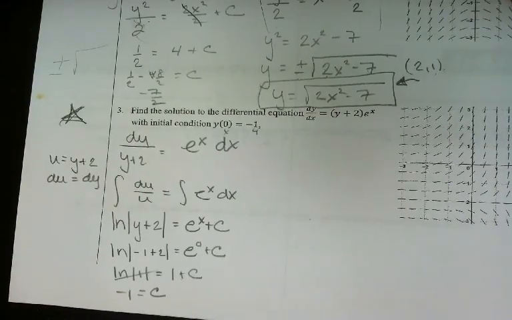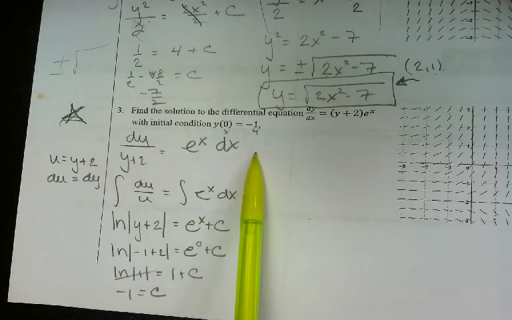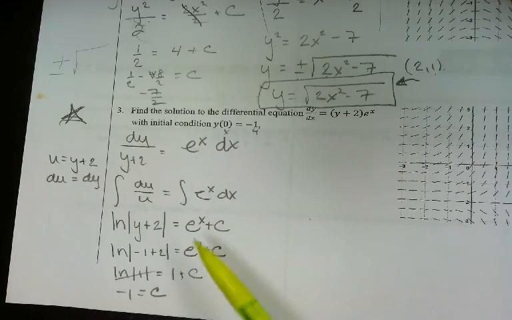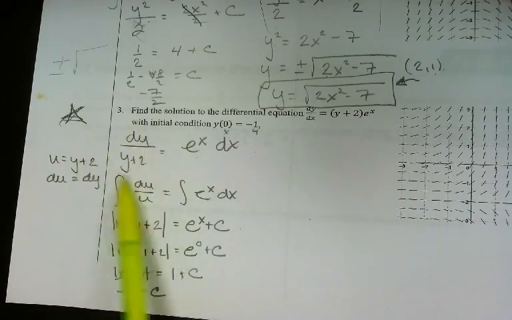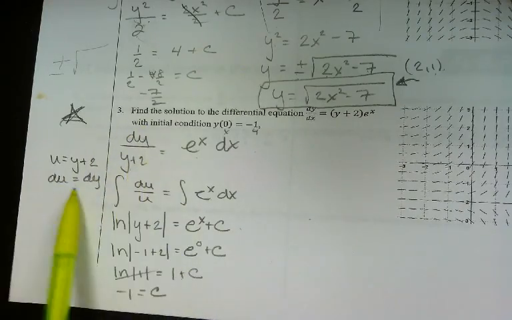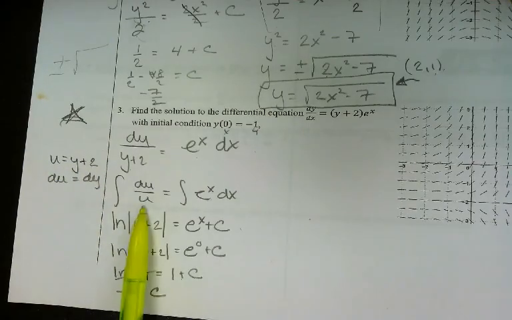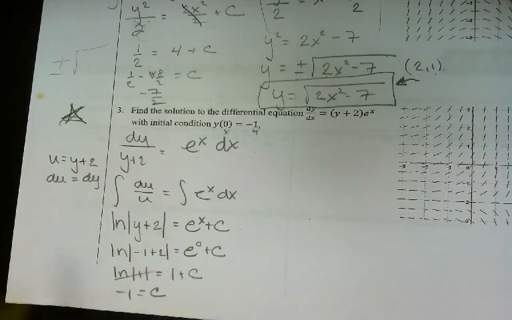I can talk through my work if we need it here. So I have dy over y plus 2 equals e to the x dx. E to the x was a simple integral. The derivative of e to the x is e to the x, so I get e to the x plus c. Definitely need a u sub. I don't know this integral off the top of my head. There's a fraction. U is y plus 2, so du equals dy. So I had du over u, which becomes ln of y plus 2.